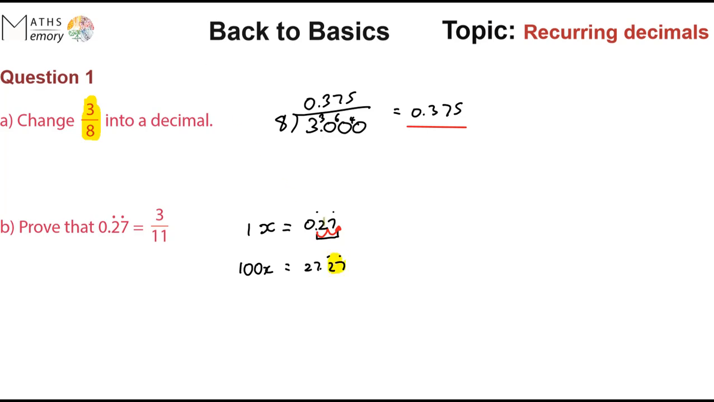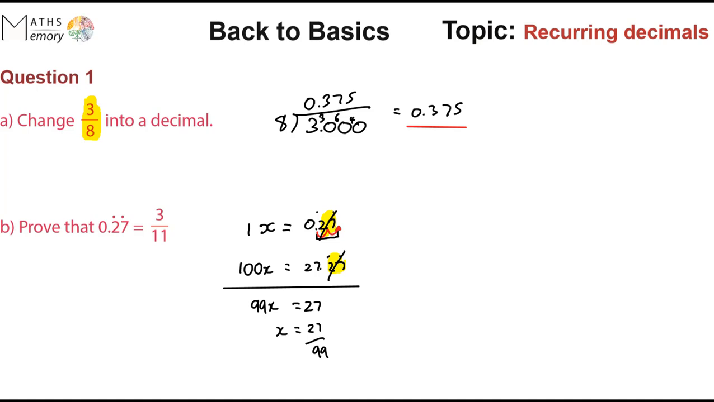So we've got this, and we've got this now. We're highlighting the yellow bits because that's what you want as standard when you do this. You want the same numbers after the decimals for both of these. So now let's put a line over here and let's take them away from each other. Bottom take away top. So 100x take away 1x, 99x, and 27.27 recurring take away 0.27 recurring. These cancel over here. So we simply get 27. The answer will be 27 over 99.